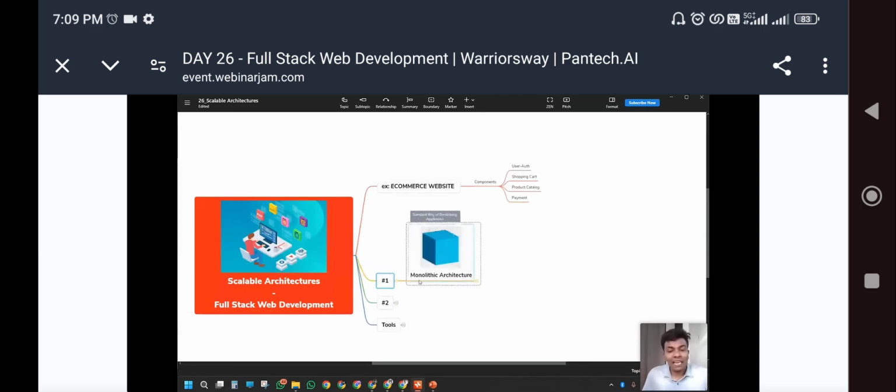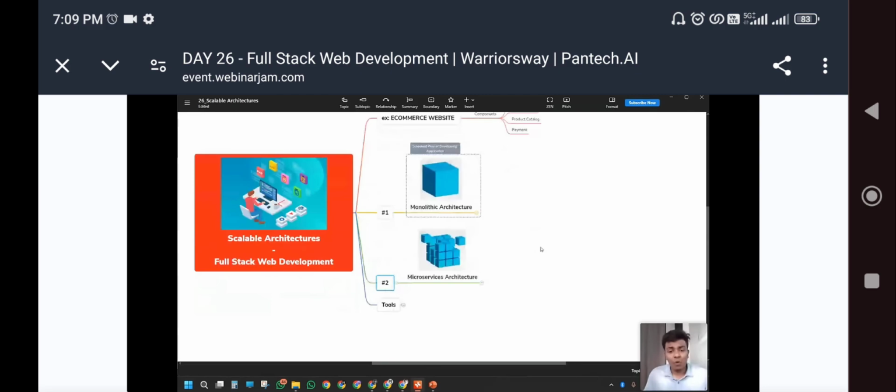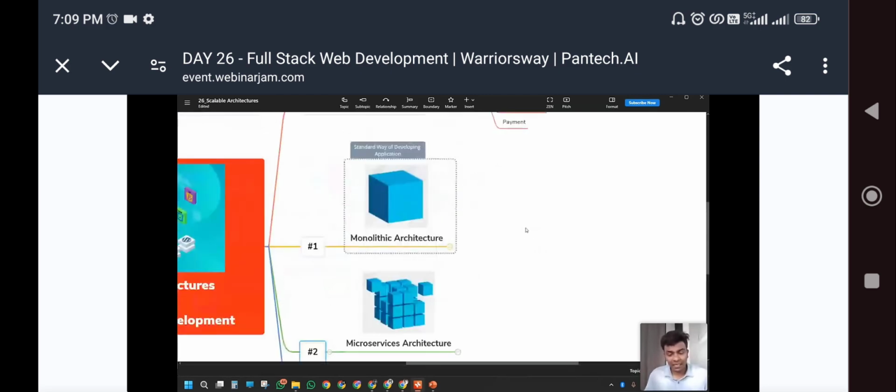While talking about scaling architecture, there are two types. One is monolithic and the other is microservice architecture. Before going into detail on each point, I would like to explain it in the simplest way. Traditionally, whenever people create an application, they do it with a monolithic approach. What is meant by monolithic is that it is like having one box. That box contains all the things inside a single box.